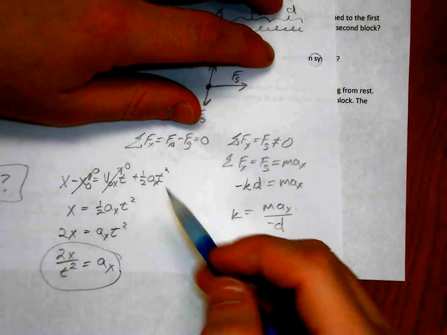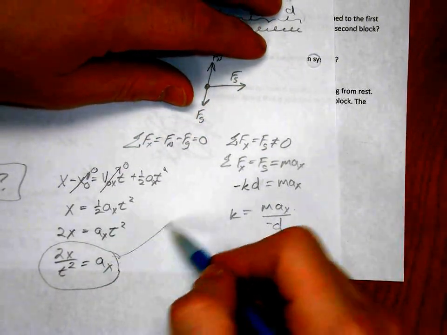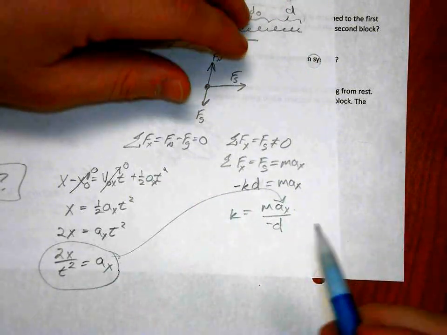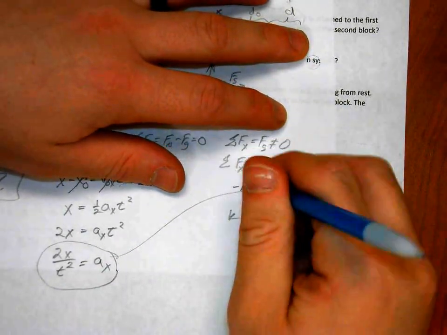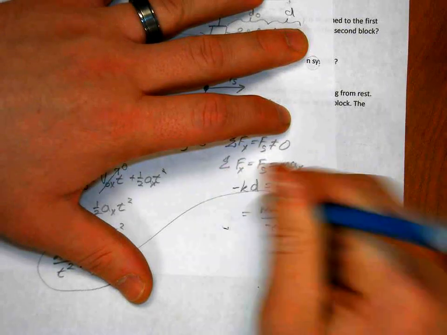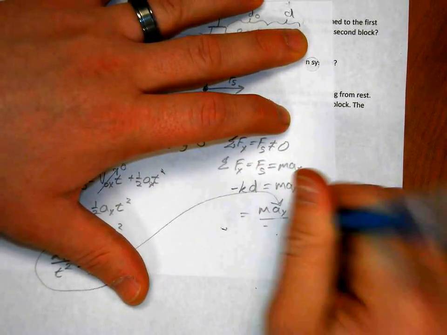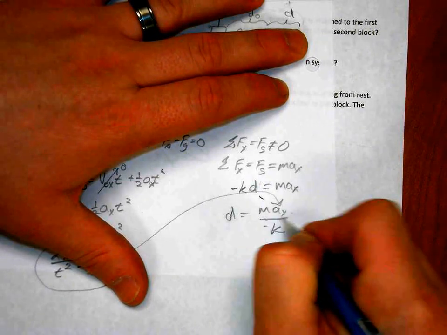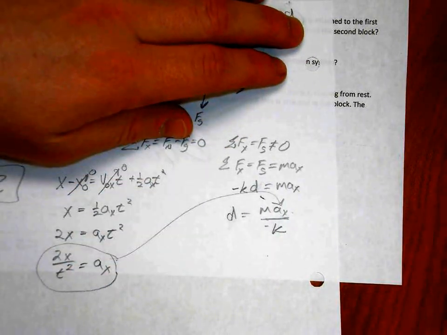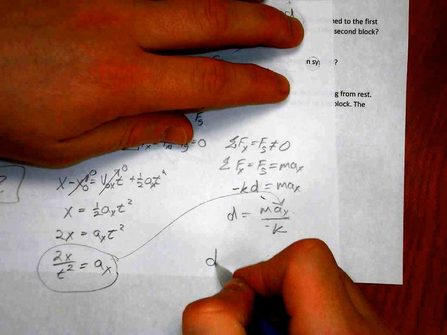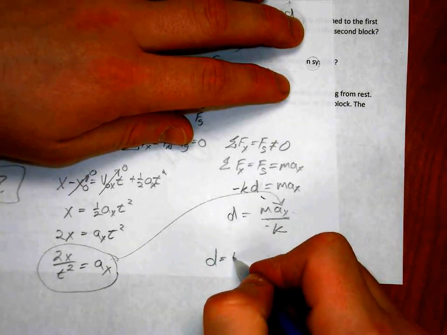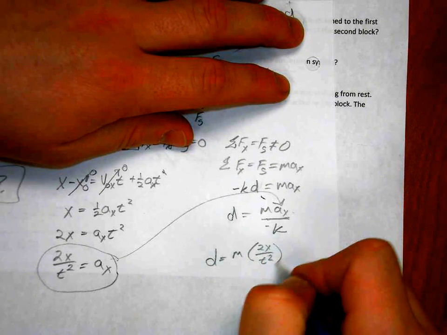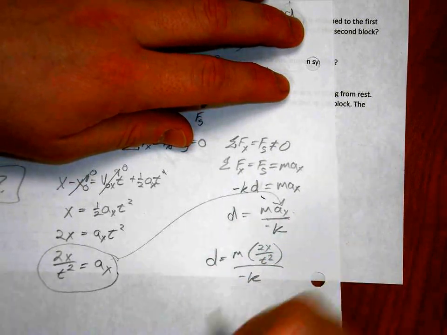Well, now we can just, oh, I'm so sorry. The problem asks us to solve for the distance, not k. D equals m ax over negative k. Okay, problem solved. So now d is just equal to m times 2x over t squared, over negative k.